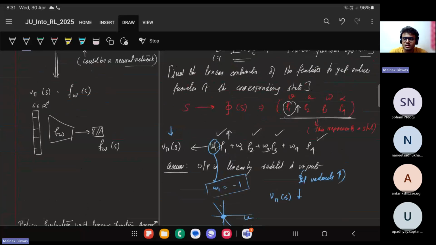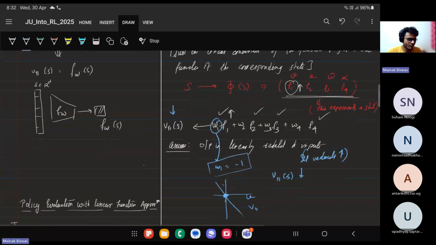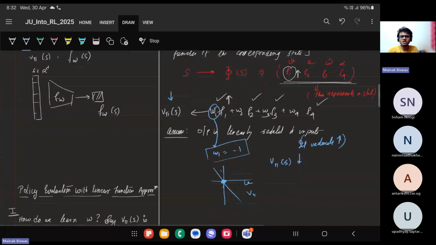For some examples, features could just be hand engineered, like what we did currently for these two examples. For some examples, it could be just the image of the state. That image itself is a representation, and the value function could be directly learned. If you pass it through a neural network, the value function could directly be the output for the image. That's the idea.